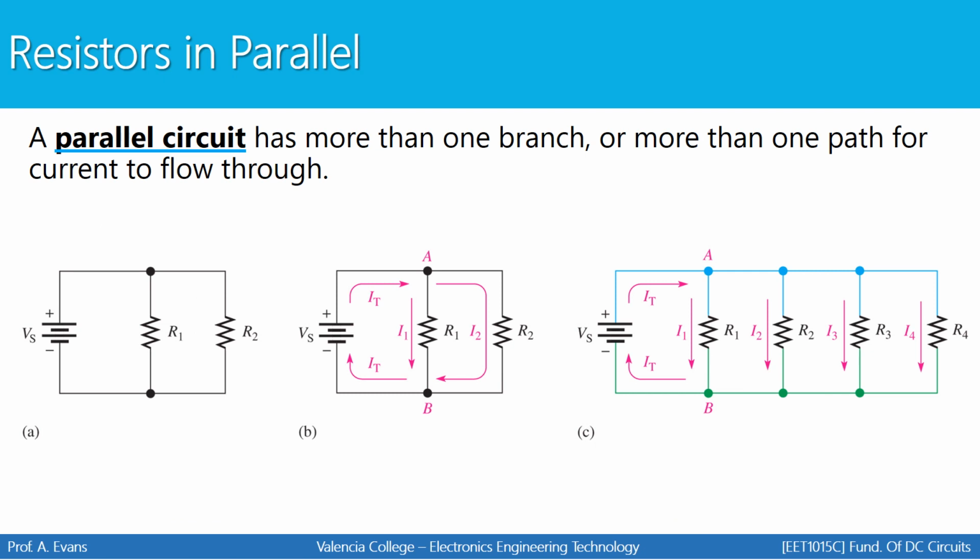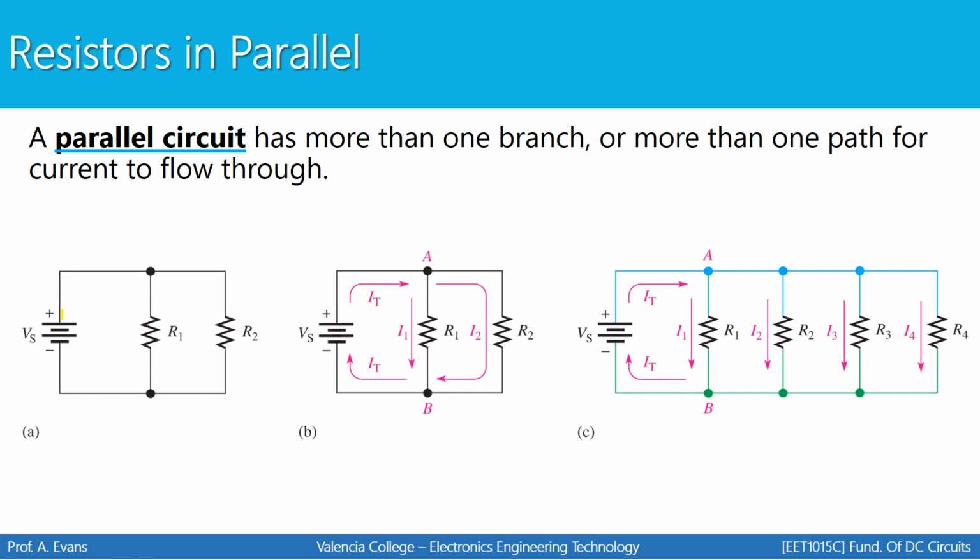First, let's begin with our definition of what a parallel circuit is. A parallel circuit has more than one branch or more than one path for current to flow through. On the screen, you'll see several examples of what a parallel circuit might look like. Keep in mind that we are not going to base our definition of what a parallel circuit is on the orientation of the resistors, meaning the way in which they are drawn. We're only going to base our definition of a parallel circuit on the direction of current flow and the fact that current has to have more than one branch to flow through.